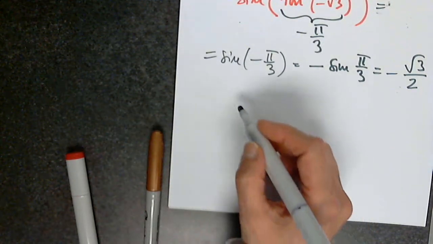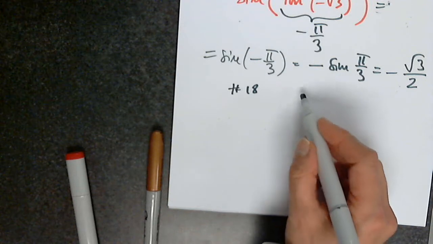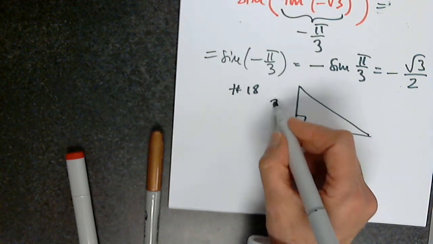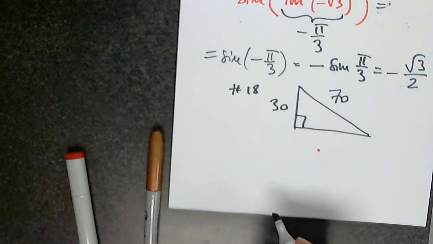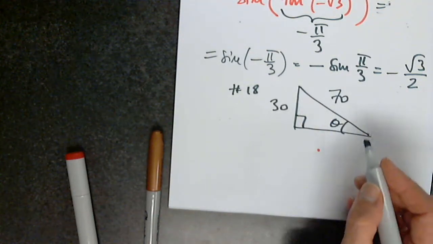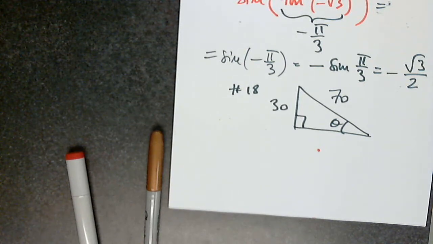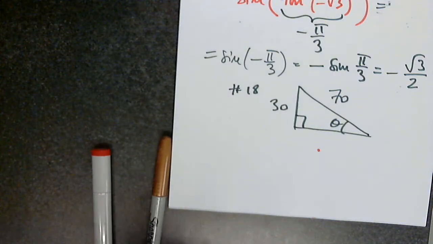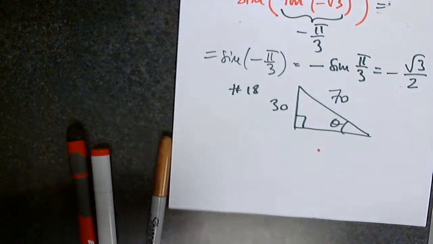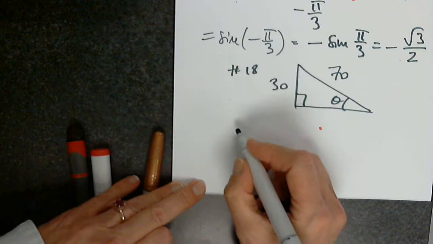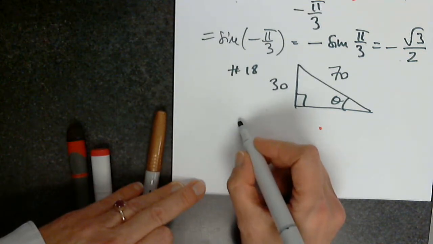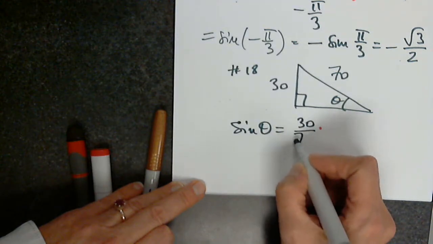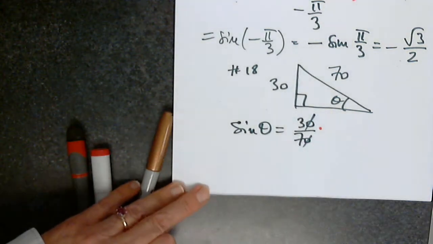Okay, 18. So in 18 we have a right triangle, with a leg of 30 and a hypotenuse of 70, and we're asked to find theta in degrees rounded to 1 decimal. So which trig function do we have to apply? Good. So that will be sine. Sine theta equals 30 divided by 70, or 3/7.